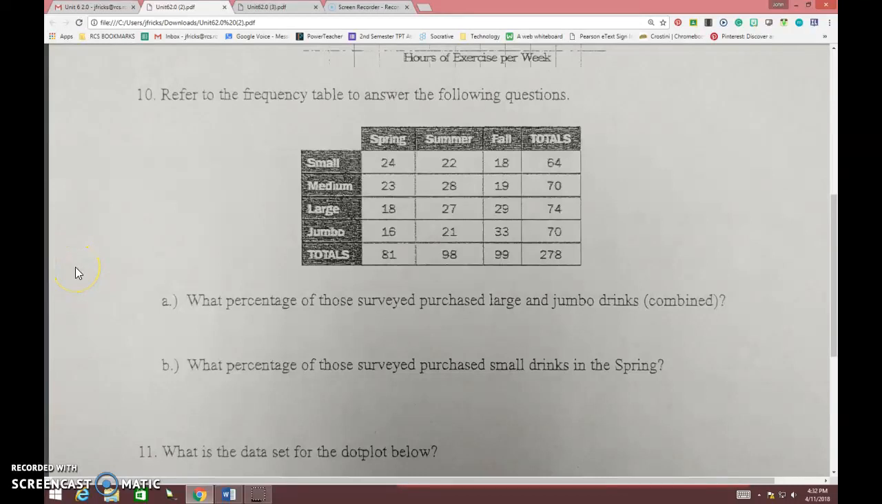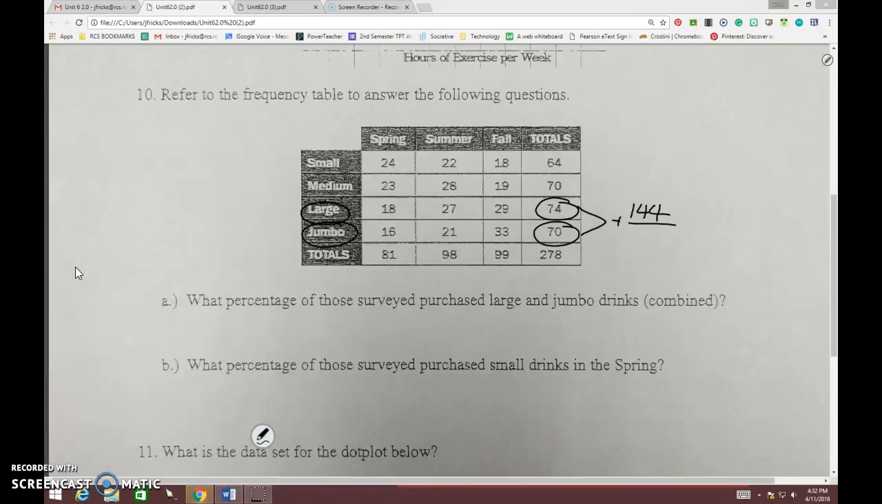All right, going back to number 10. Number 10 says refer to the frequency table to answer the following questions. The first question is, what percentage of those surveyed purchase large and jumbo drinks combined? Large is going to be a total of 74. Jumbo drinks is going to be a total of 70. So 74 plus 70, we add those two together, and we come out with 144.